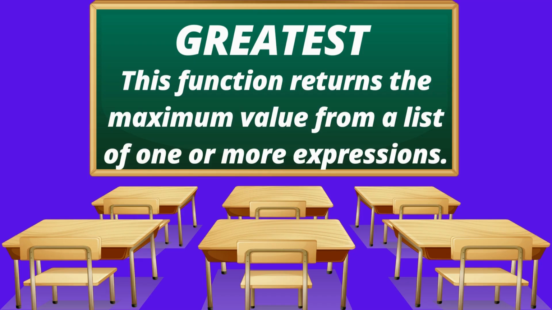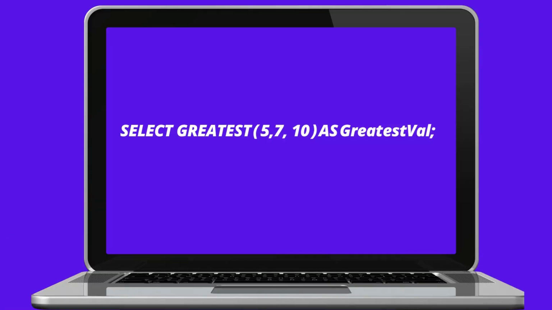GREATEST. This function returns the maximum value from a list of one or more expressions. The function returns the value 10, which corresponds to the largest value among the three passed as arguments. The function also works with a series of characters, not just numbers. The function returns the value z. If one or more arguments are not null, then null arguments will be ignored during comparison. If all arguments are null, then GREATEST will return null.